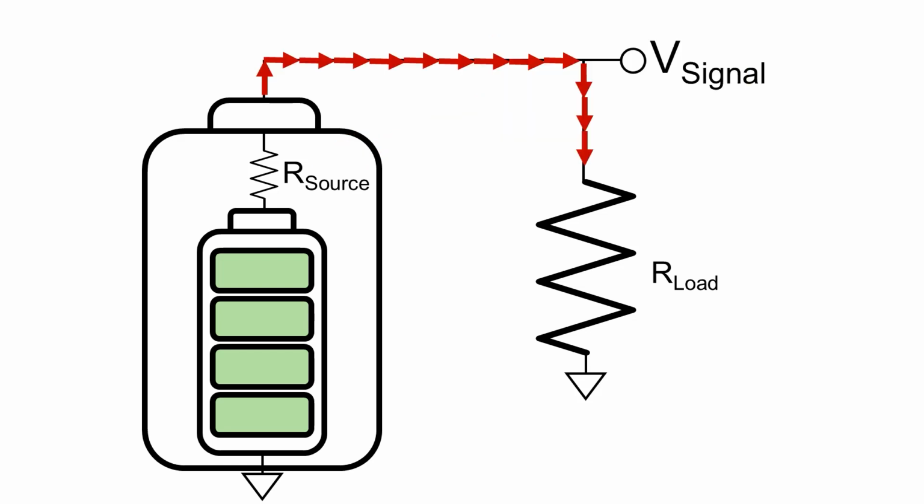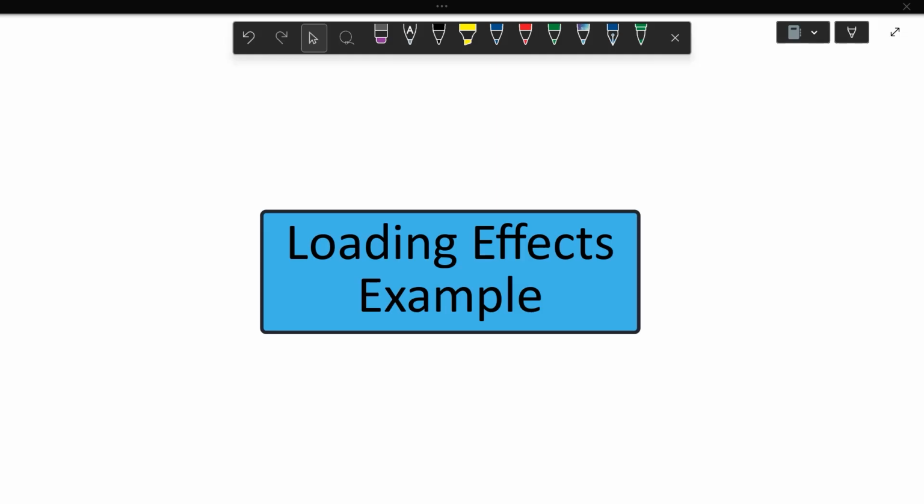When your load draws a lot of current, for example, your AC turning on, there will be a bigger voltage drop across the source resistance, causing the voltage seen at the load to be reduced. And this reduced voltage makes your lights dim. Loading effects are a very common issue that need to be dealt with in high and low voltage applications. Let's take a look at an example to help illustrate what loading effects are and how to mitigate them.